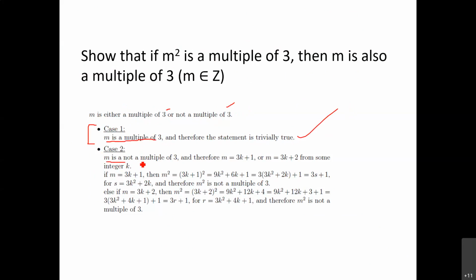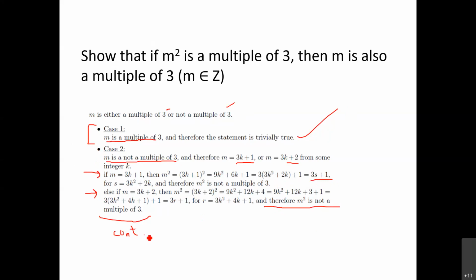Second case is m is not a multiple of 3. So like we said, it's either the remainder is 1 or the remainder is 2. If it was the first case, they reached that it is not a multiple of 3. Same thing for the second case. So they did use cases, but it's kind of like contradiction, because they reached, hey, therefore m squared is not a multiple of 3. So whatever you're comfortable with.